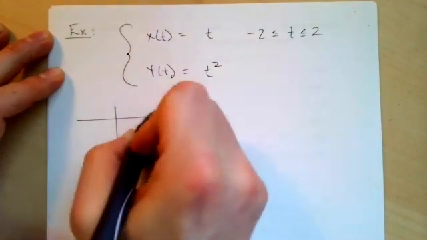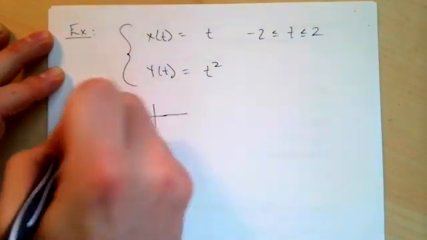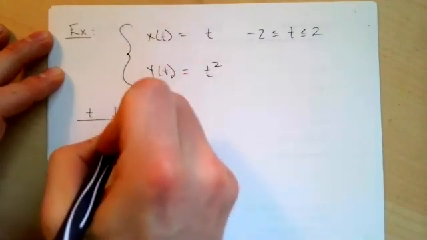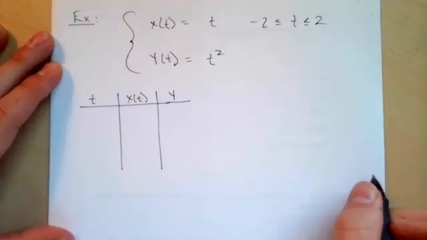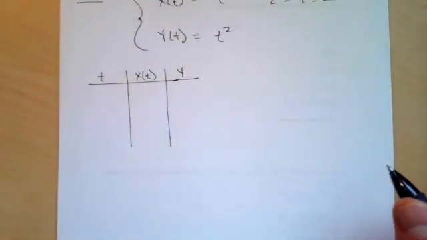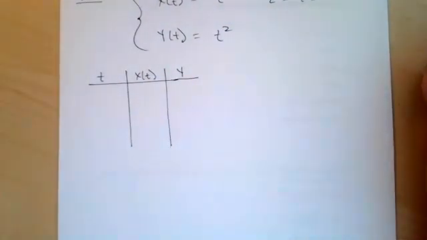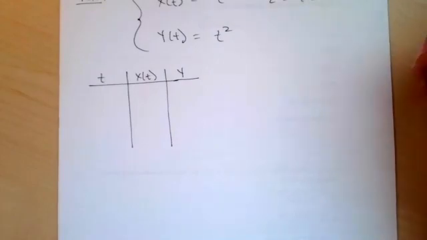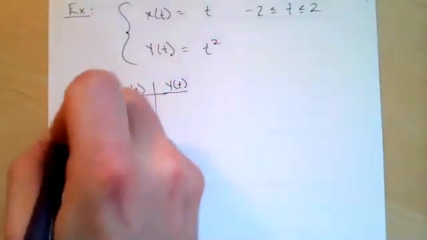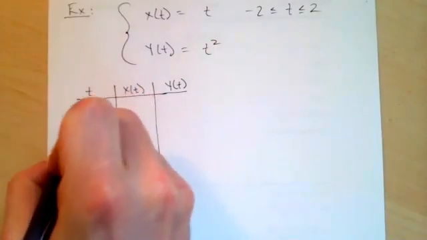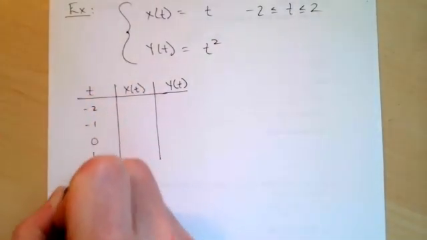The best way to graph a parameterization is to make a table and start to plot values. It's always going to be helpful, especially if the individual functions of x and y are a little more exotic in regards to their relationship to t. So let's just go ahead and pick our values: -2, -1, 0, 1, and 2.